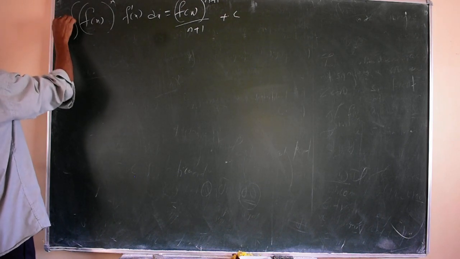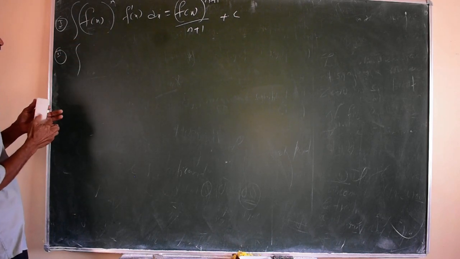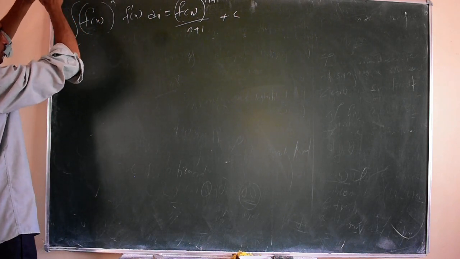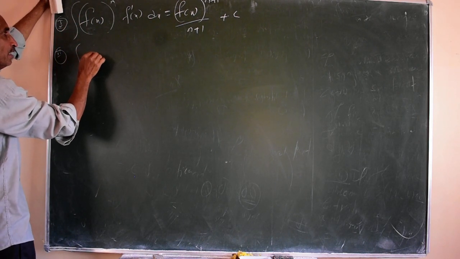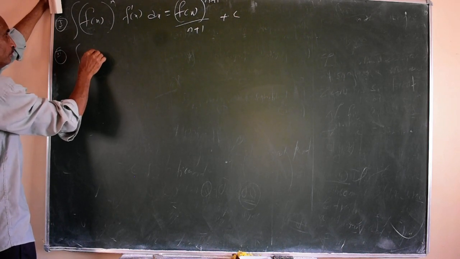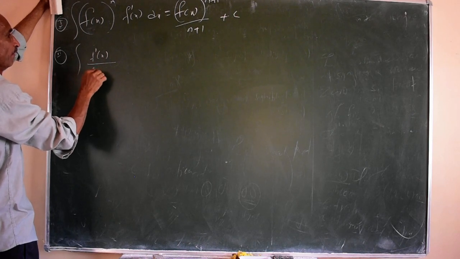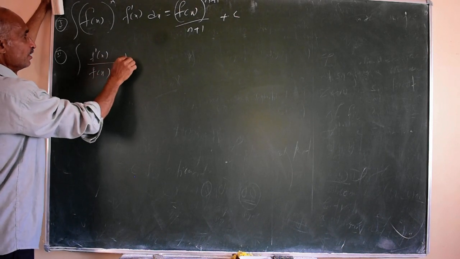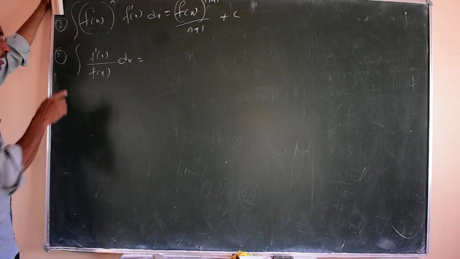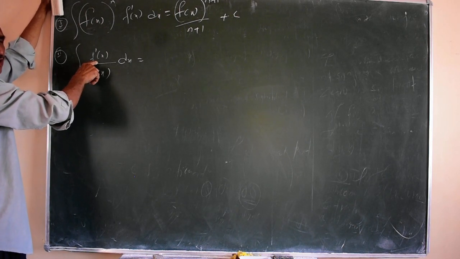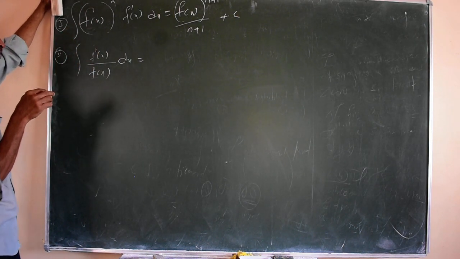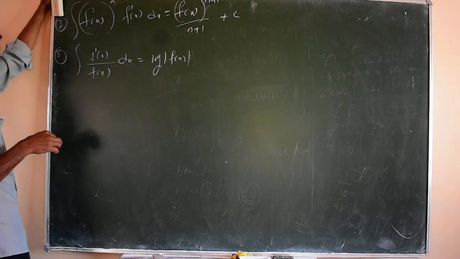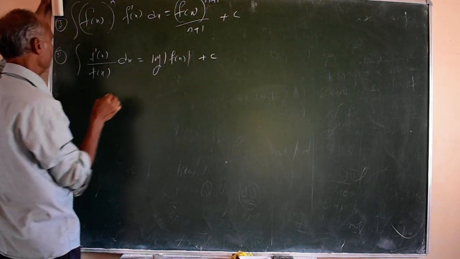That is the first one. If the integrand is exactly in this form, I can straight away write the answer like this. The second one is integration of f dash of x upon f of x only, not f of x raised to n, dx. That equals: if the numerator is the differential coefficient of the denominator, then the answer is log f of x. I told you for log you should put the modulus. Log f of x plus c.